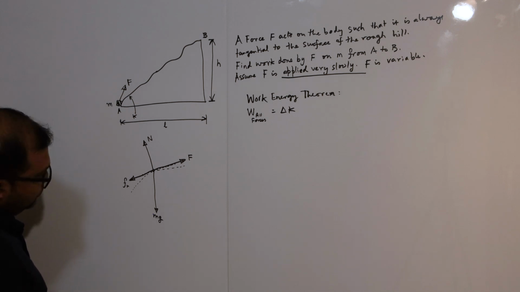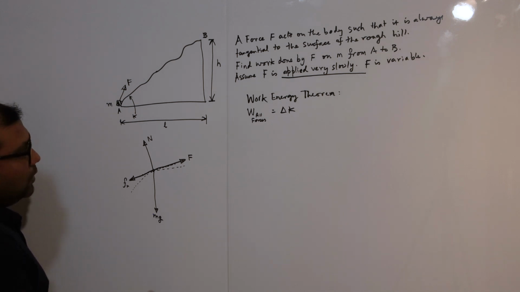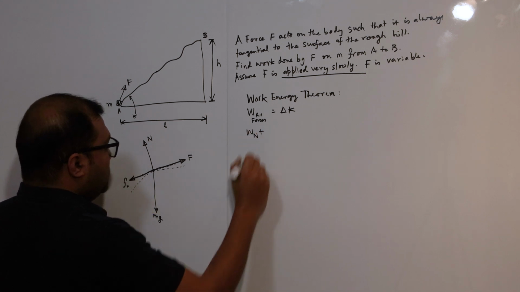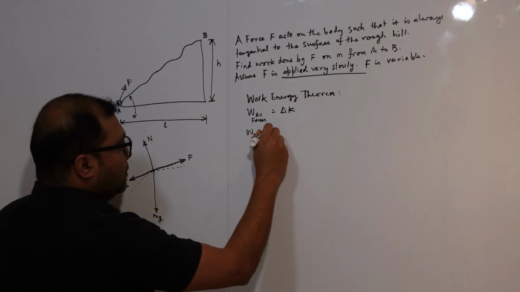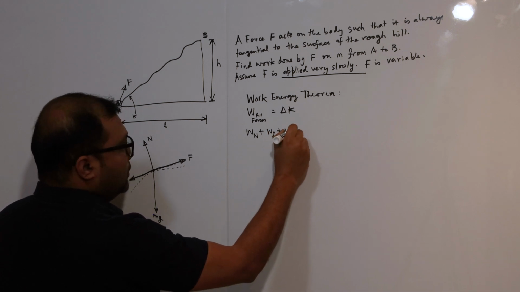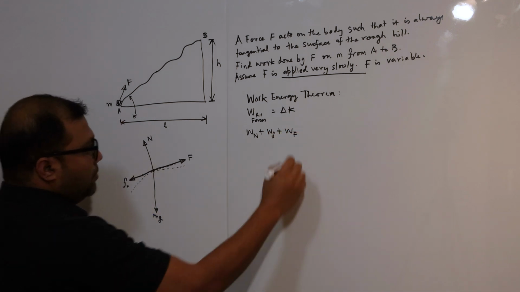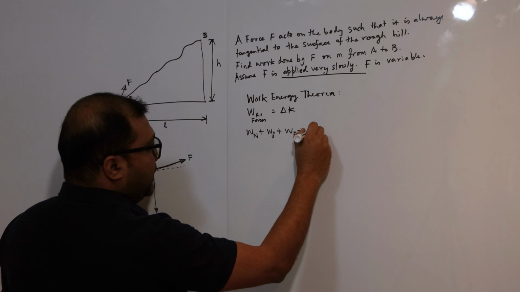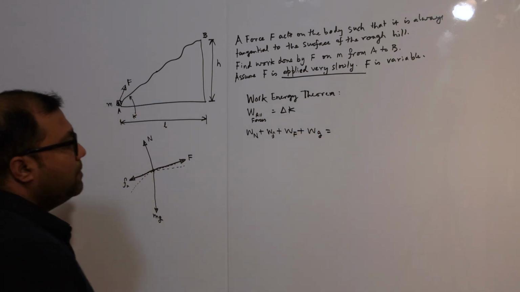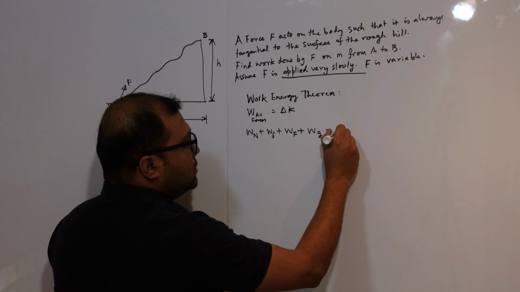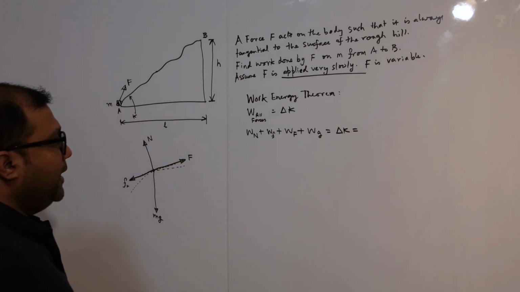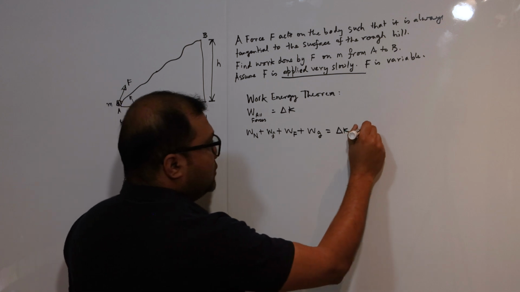Now, so work done by normal reaction plus work done by friction plus work done by this capital F plus work done by gravity must be equal to change in kinetic energy. And since the force is applied very slowly, gradually, change in kinetic energy is 0.